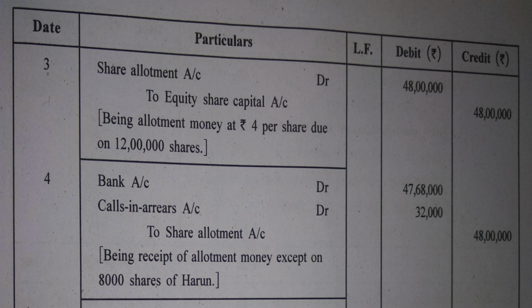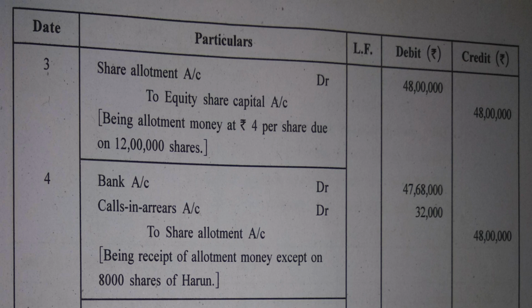So the journal entry for this is bank account debit 47 lakh 68,000, calls in arrears account debit 32,000, to share allotment account 48 lakh. 48 lakh here becomes due, of which 32,000 is not received, and hence 32,000 is deducted from 48 lakh. Yes? So the net amount received by bank is 47 lakh 68,000.